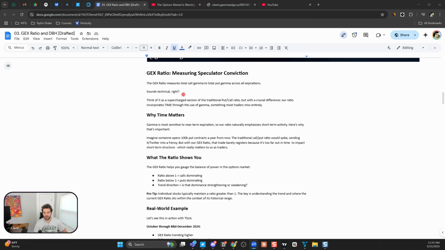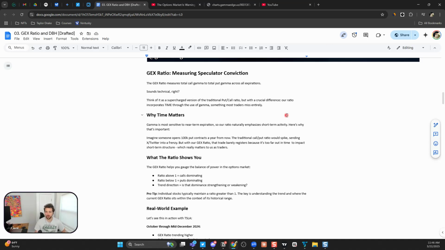And while that may sound technical, you can think of it as just a supercharged version of the put-call ratio. However, the reason that we think this is a superior ratio is because we incorporate time into the ratio, which is done through the use of gamma. And the reason this is critical is because, as an example, imagine someone opens 100,000 put contracts a year from now.